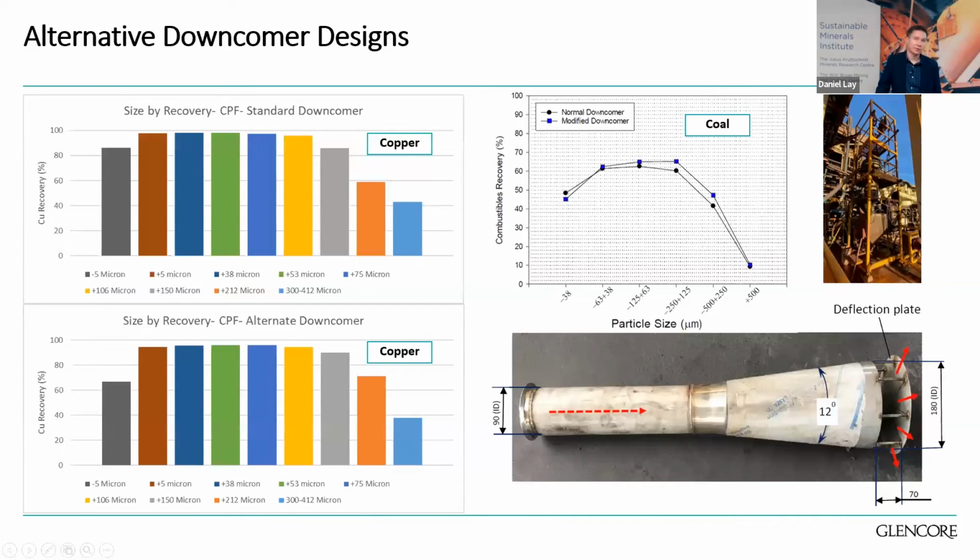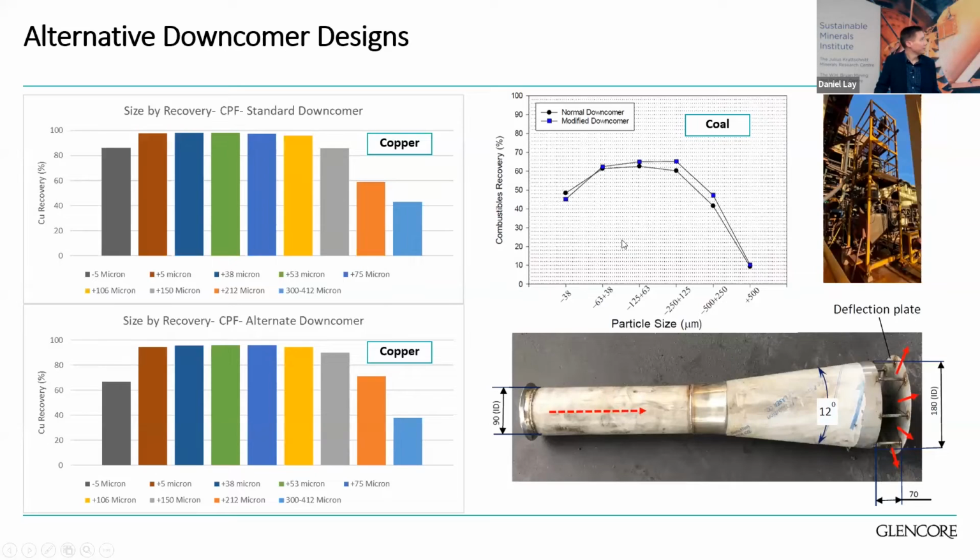We've also been looking at alternative Downcomer designs. One of the reasons for this is to try and see how coarse we can float with the Jameson cell. So in this example, we've got a fluted design where we basically expand the Downcomer towards the bottom here, and then we also put a deflector plate to try and direct the material sideways rather than down vertically. And what we can see is a slight improvement in terms of coarse particle recovery, both for coal and for base metals.